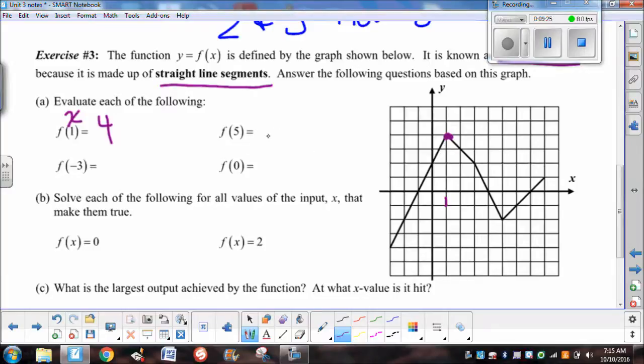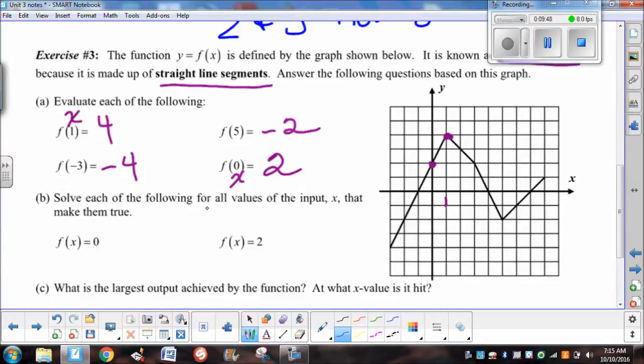I'm going to give you that one, and I'm also going to give you this one. Go ahead, test it. Okay, and f of 0, again, that's our input. So go to where x is 0, travel up, meet the graph, and read what the output or the y value is, and it's 2.